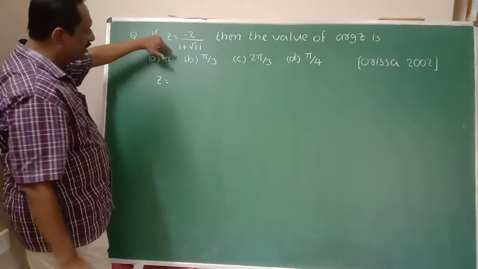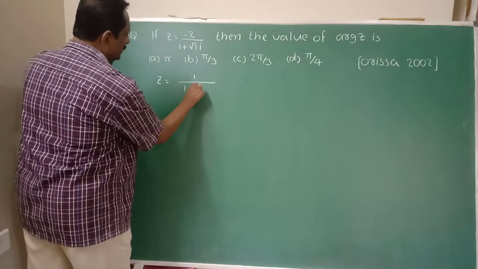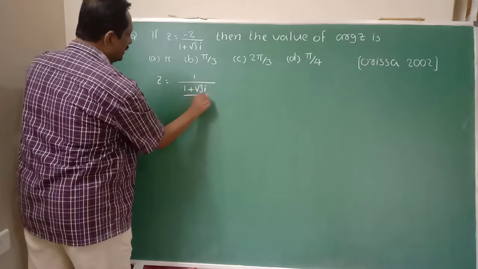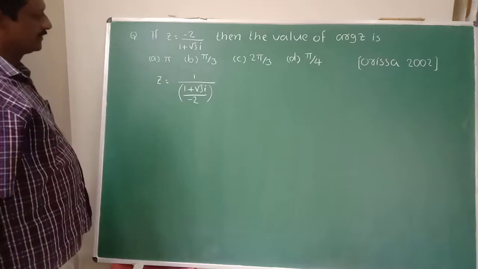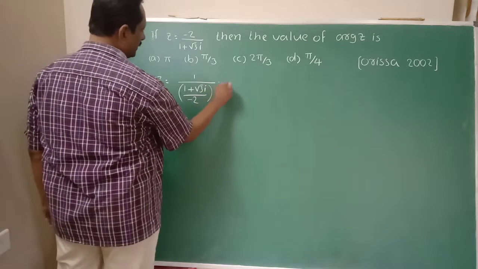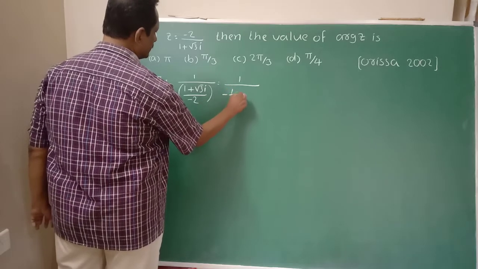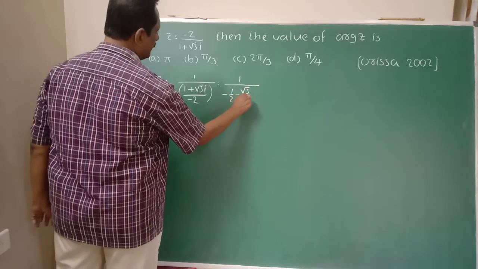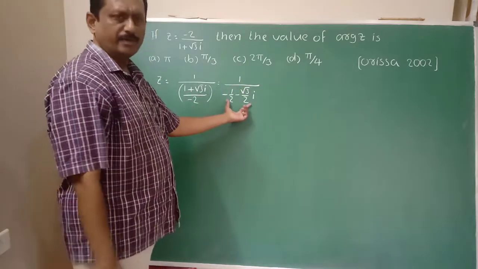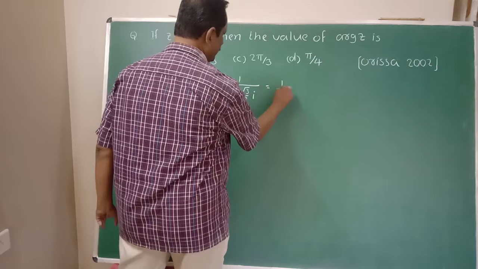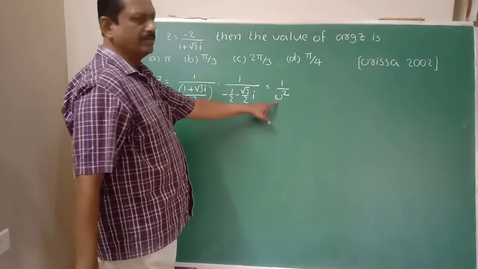Take minus 2 to the denominator here. It gives 1 upon 1 plus root 3i divided by minus 2. Yes, this is equal to 1 upon minus 1 upon 2 minus root 3 divided by 2 into i. Then obviously this is omega square value. So this is equal to 1 divided by omega square.